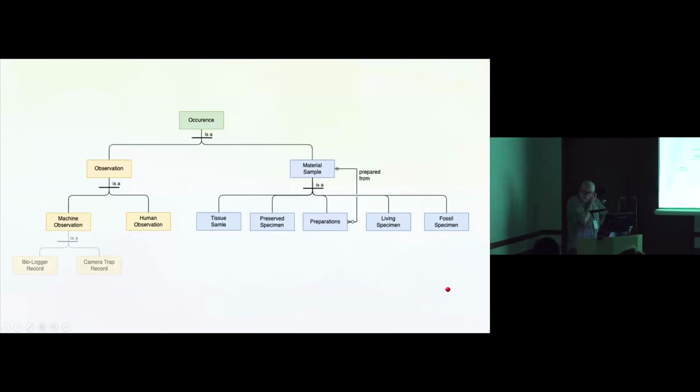So we had a task group that stepped up to try and model out a consensus classification of material sample. And this is not the consensus that was arrived at, because we didn't arrive at one. It was too difficult with people coming from various different perspectives. This is just one that I liked. But, like I said, it's very difficult to arrive at that.